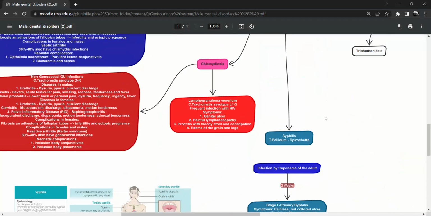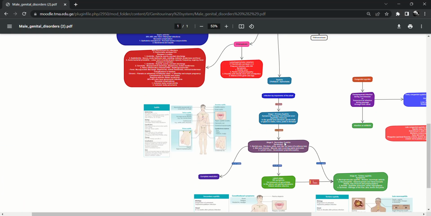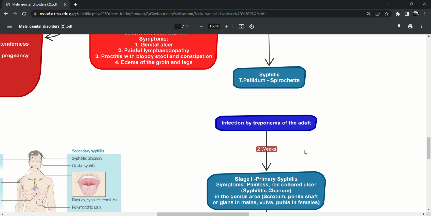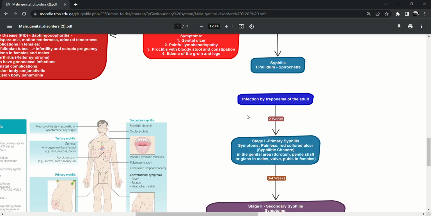Now let's talk about syphilis, which is the biggest topic in here. So syphilis is caused by Treponema pallidum, which is a spirochete. It's a spiral-shaped bacteria. With the infection by Treponema pallidum, there's usually 2 weeks of asymptomatic phase, followed by stage 1, known as primary syphilis, right? When the person got infected with syphilis, after 2 weeks, they develop stage 1 primary syphilis.